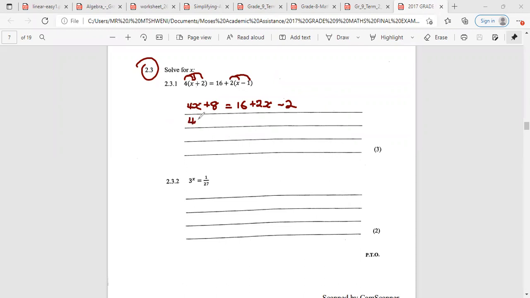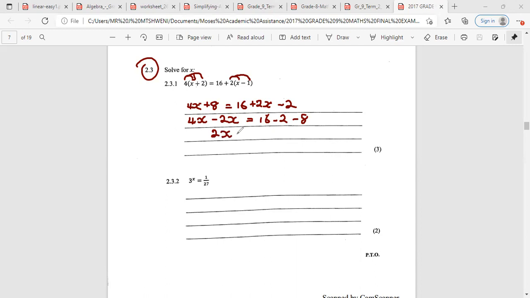So here will remain with 4x. Then you take 2x to the other side. When you take it to the other side, it will change the sign to negative 2x, separated by the equal sign. Here you're left with 16 minus 2. Then when 8 is going to your right hand side, it will change the sign to minus. If it was minus, it will be positive, but now it is positive. That's why it is becoming negative. Right. 4 minus 2, you get a 2x.